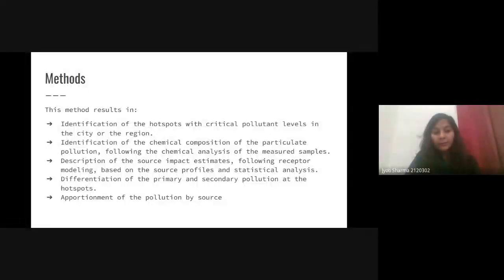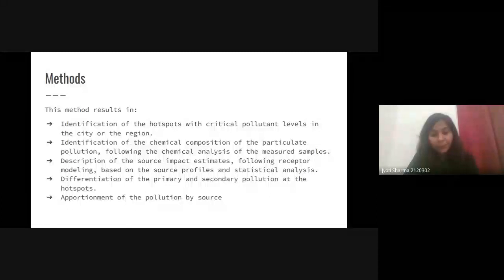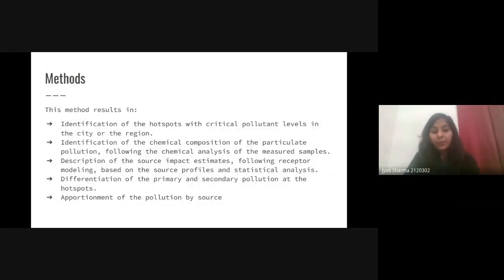Then comes the description of the source impact estimate following receptor modeling. You know something about the source. Now you know the chemical composition of the pollutant in the atmosphere. You will feed such information into the receptor modeling. Then these receptor models will give you the apportionment of the pollution by source, that is, how much different sources may contribute to the exact concentration you have in the atmosphere. So this is the top-down approach.